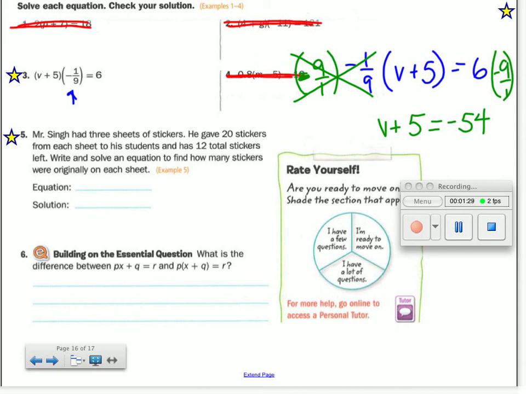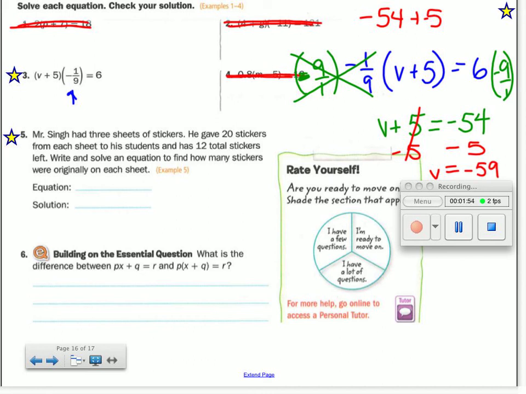Now that I'm here, all I have to do is get rid of a plus 5. The opposite of adding 5 is what? What's the opposite of adding 5? Subtracting. Yep, so we're going to write -5, cancel, v equals, now some of you might forget, -54 minus 5, leave, change, opposite. So it's a -54 plus a -5. What do you end up with? -59. Very good, a -59.